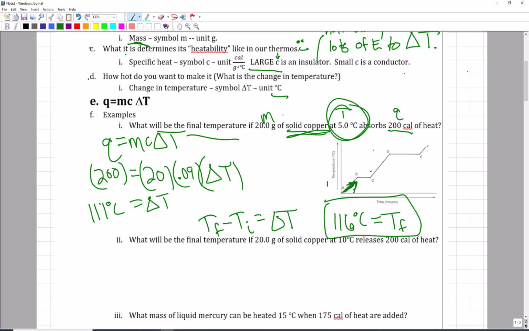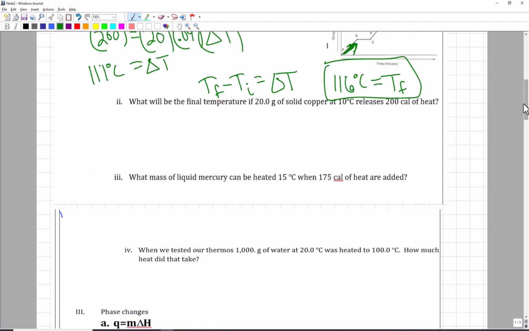What will be the final temperature if 20 grams of solid copper at 10 releases 200 calories of heat? Pretty much the same thing, right? I don't know why I changed temperature to 10 instead of just 5, but again, Q equals MC delta T. Still looking at solid copper. I'm releasing 200 calories. This means the temperature is going to go down, right?